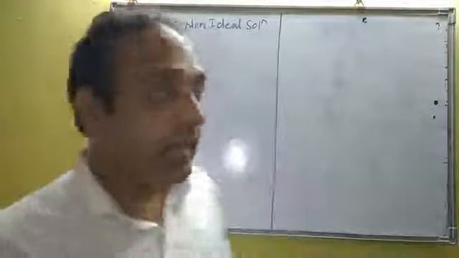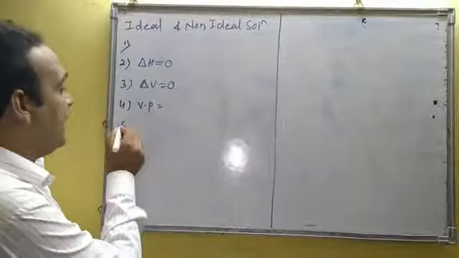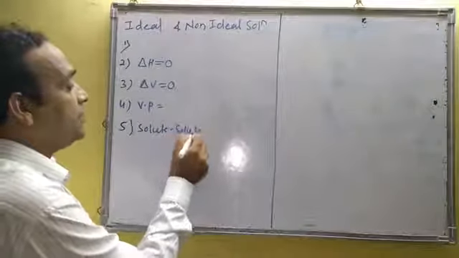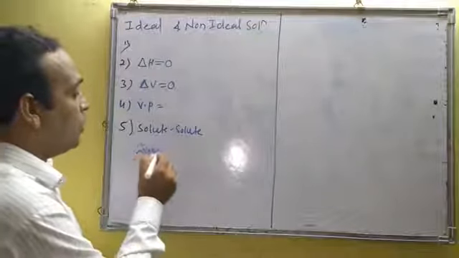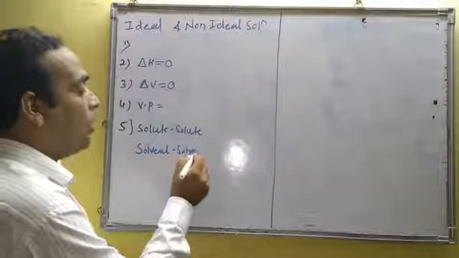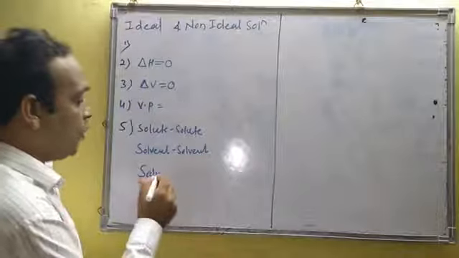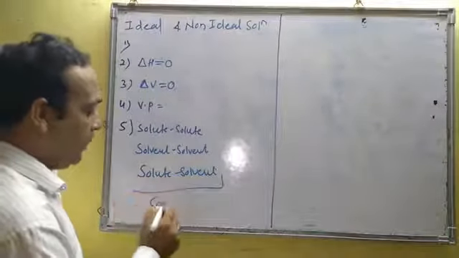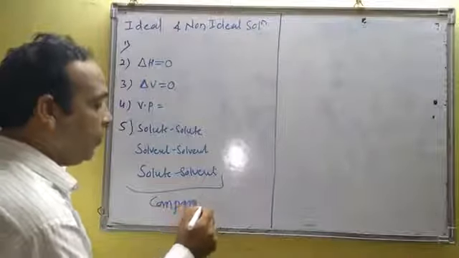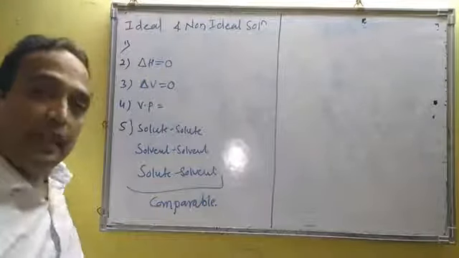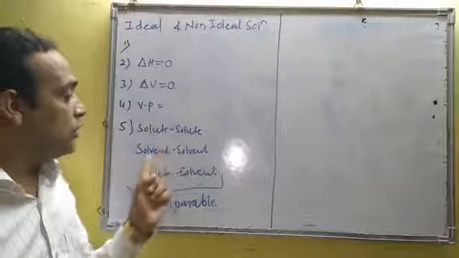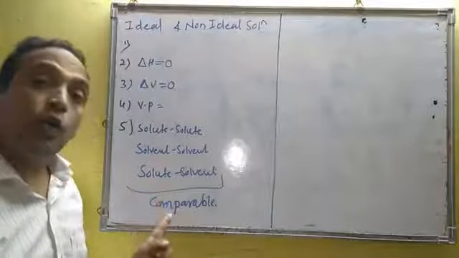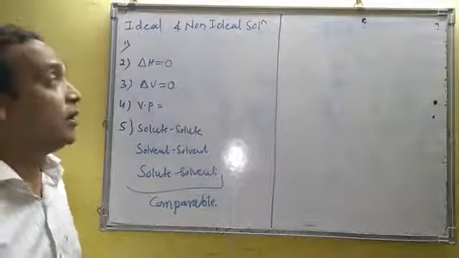And last point, in ideal solution, the solute-solute interaction, the solvent-solvent interaction, and the solute-solvent interaction are comparable, means ये जो interaction रहेंगे, comparable का मतलब रहता same. In ideal solution, the solute-solute, solvent-solvent and solute-solvent interaction are comparable, means nearly equal to same.